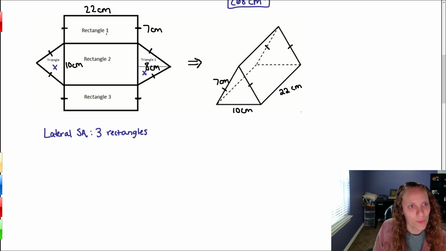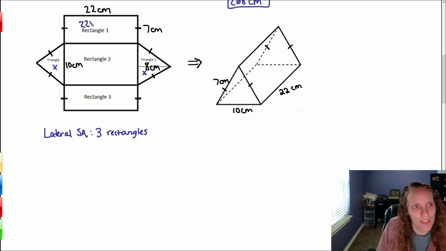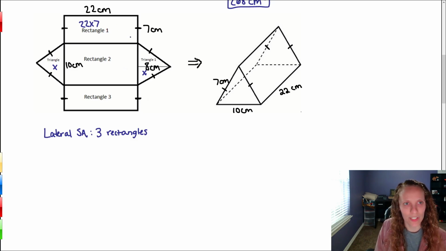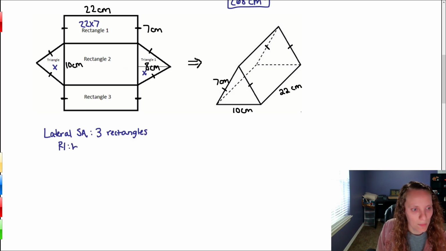Now let's look at each rectangle individually. So I see here for this first rectangle, it looks like we would have to do 22 times 7, because base times height for a rectangle, and I see a 22 and a 7 with it. I'm going to label it R1. So base times height would equal 22 times 7.